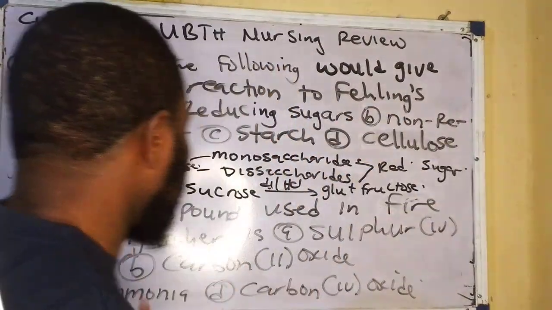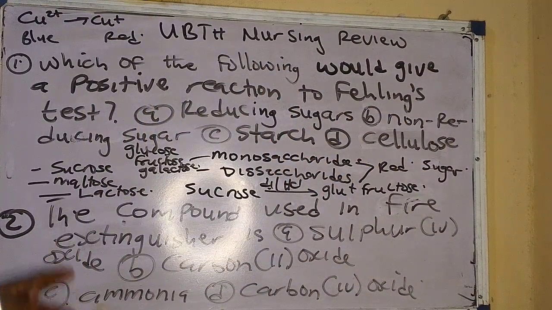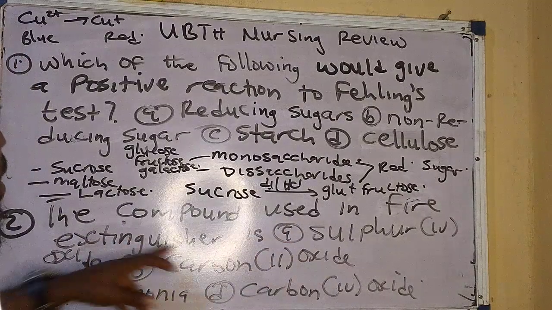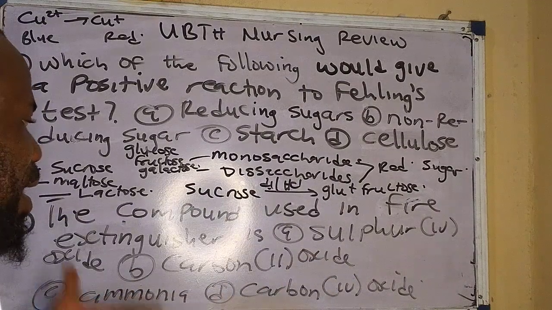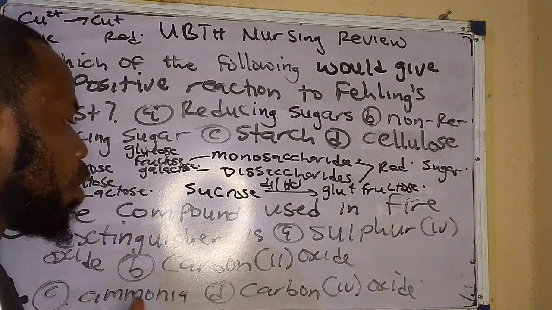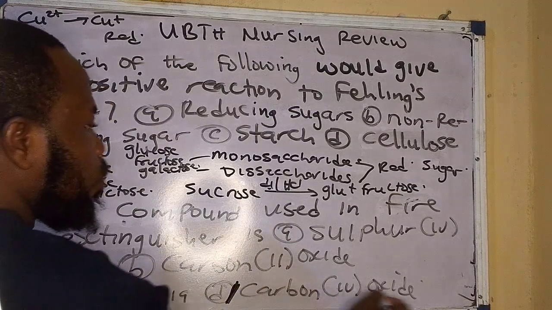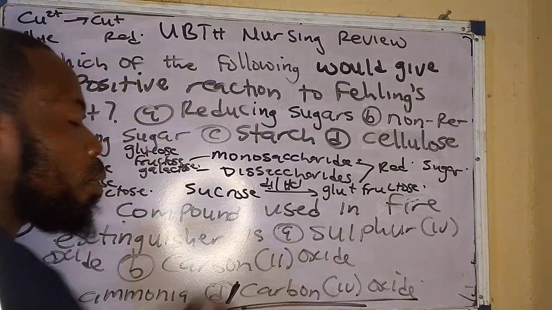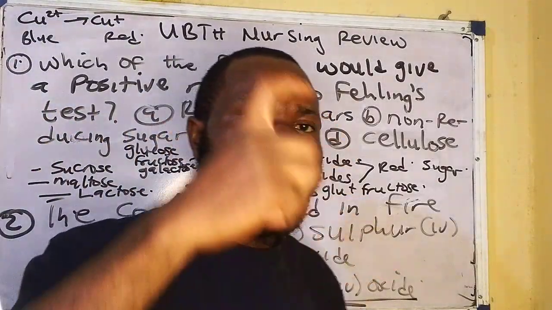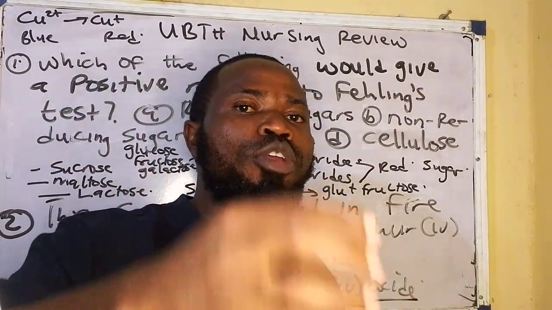Now quickly, without wasting much time, let's look at this other question. It said the compound used in fire extinguisher is dash. Now, there's a gas that is commonly used as fire extinguisher. Obviously, the answer there is D. Carbon dioxide is commonly used as fire extinguisher. But the question you should be asking yourself is why is carbon dioxide commonly used as fire extinguisher?